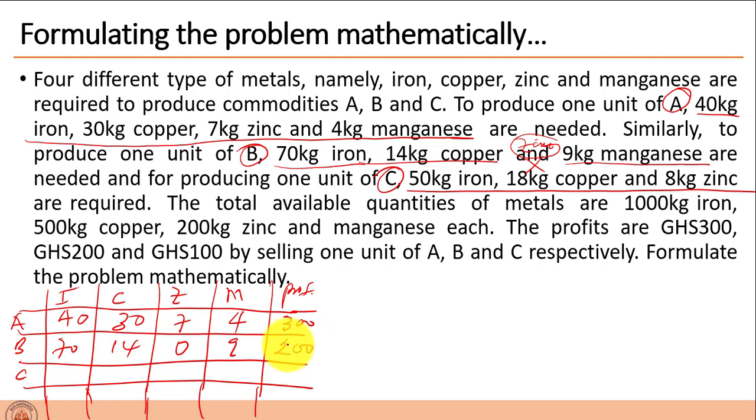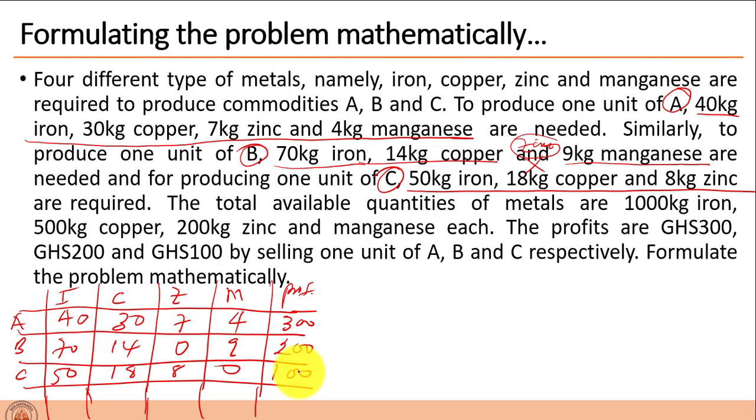Product C would require the mixing of 550 kilograms of the iron, 18 kilograms of the copper, and 8 kilograms of the zinc. Here there is no manganese, so I put 0 there, and I get a profit of 100 Ghana cedis.